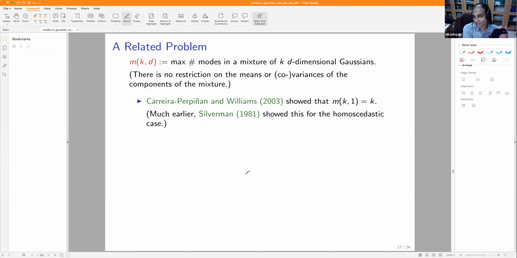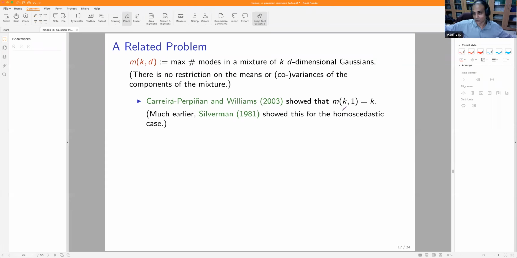This can be done in any dimension. I mean, any mixture of k d-dimensional Gaussians. And now you can ask, how should I place these Gaussians so as to get the maximum number of modes? So in one dimension, if you're trying to place all these Gaussians on a line, it is now known that a mixture of k Gaussians can give you at most k modes.